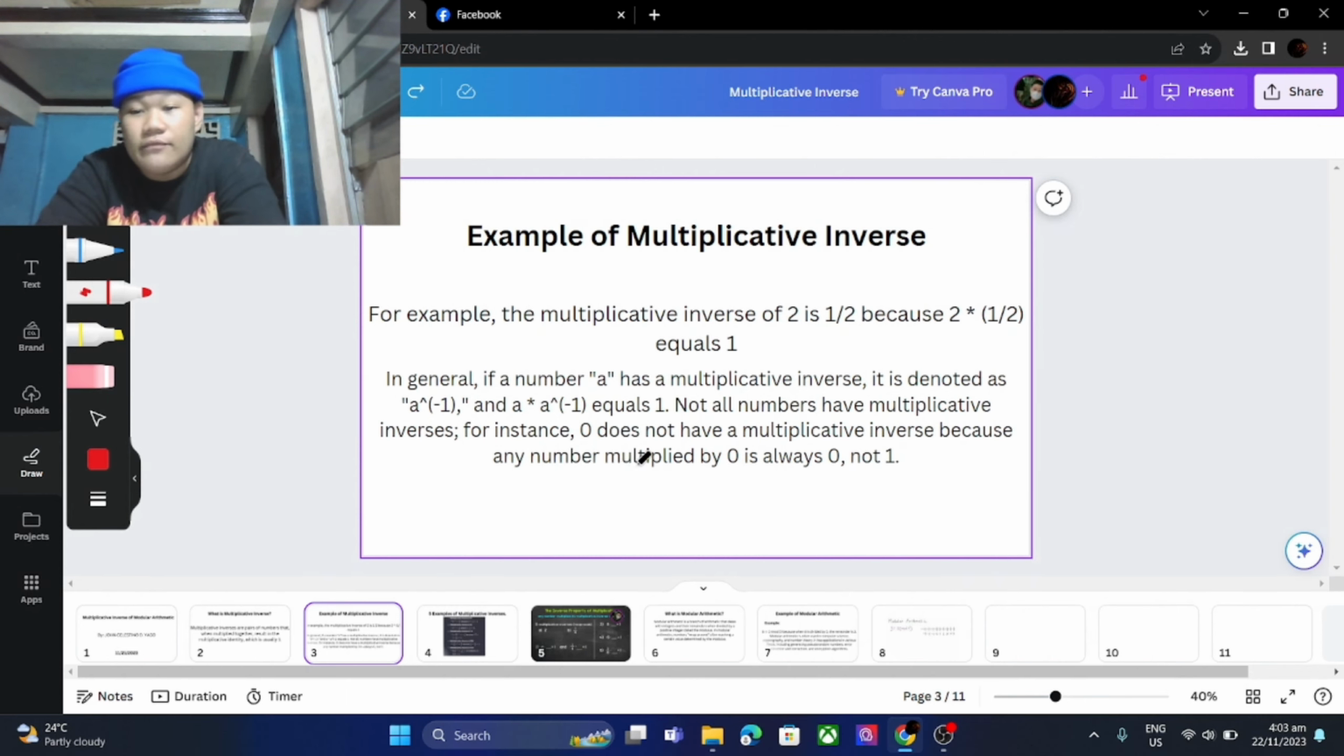Not all numbers have multiplicative inverses. For instance, 0 does not have a multiplicative inverse because any number multiplied by 0 is always 0, not 1. So no matter how many times you multiply by 0, the result is always 0. It is not 1, so 0 is not a valid number to multiply to get 1.